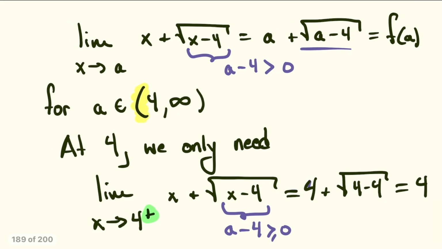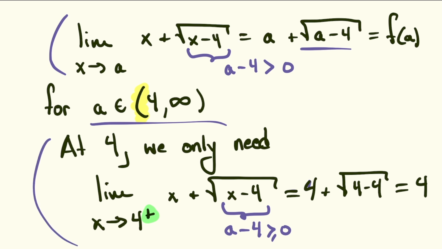So you have to remember when you're going through this, break it up into two parts. We have our first part here for all a that are in 4 to infinity, and then we have our second part where x goes to 4 only from the right-hand side.